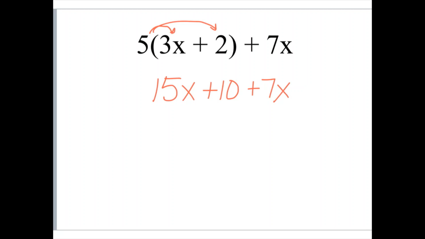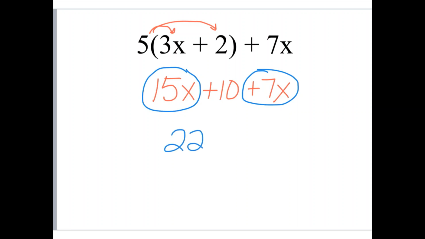So hopefully you remember that from a previous video or lesson. I have 15x and positive 7x as like terms. So 15 plus 7 is 22 x's. And then I tag my 10 on to the end here, just like this.